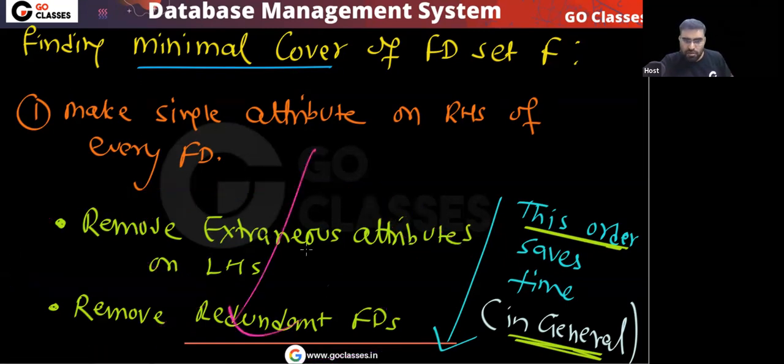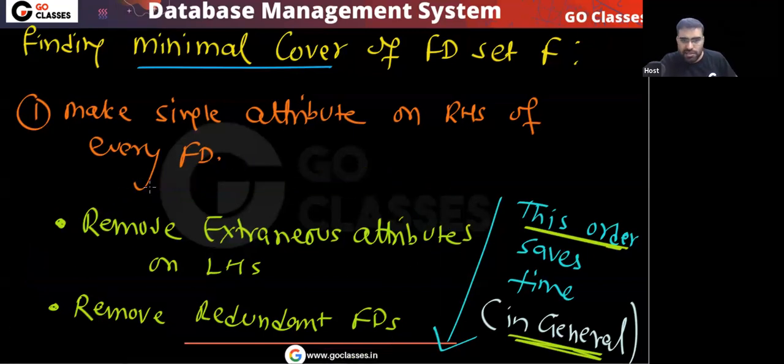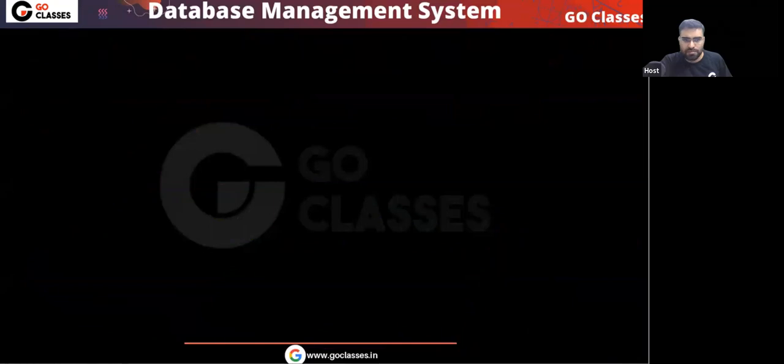Okay, but this order, if you first you do this, then you do this. If you do it like this, then this order will save you time. So in the GATE exam, you can think about this order. First you remove extraneous attribute from the LHS, then you remove redundant FD. Okay. So let's move on now.